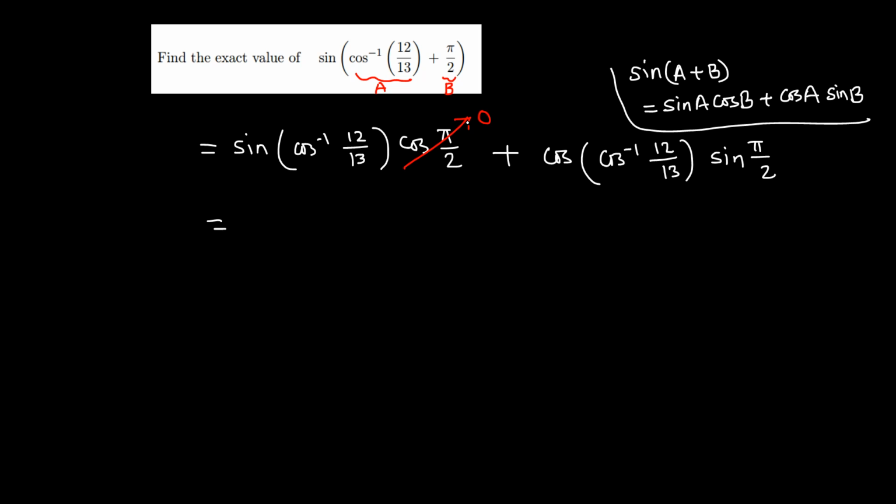This is just 0. 0 times this number is 0, plus cosine of cosine inverse, I mean they cancel provided this number is less than 1, and that is the case. 12 over 13 is less than 1. So these two are inverses to each other, so this survives: 12 over 13 times sine pi over 2, and sine pi over 2 is just 1. So 12 over 13 times 1 is 12 over 13 plus 0. So the final answer is 12 over 13.